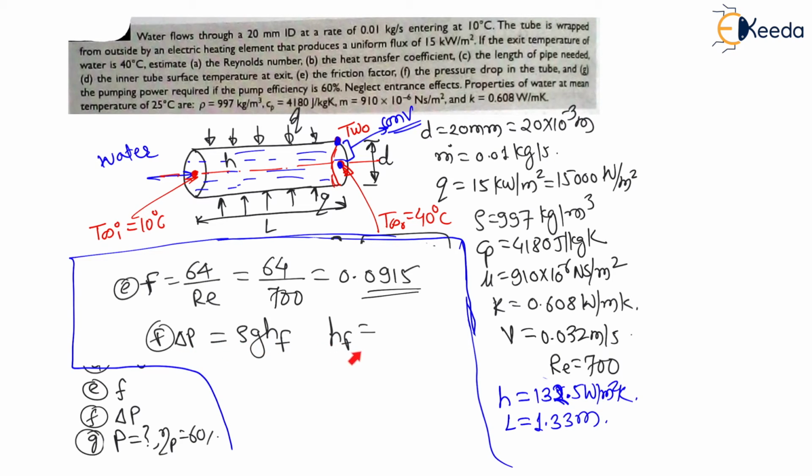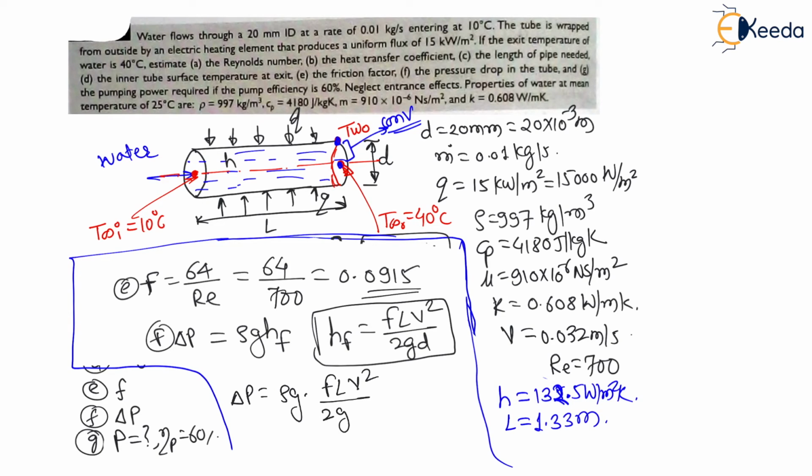This head loss due to friction, from fluid mechanics, the formula is equal to f L V square divided by 2 g D. This is the formula to find head loss due to friction for flow through a pipe, where f is the friction factor we have just calculated, L is the length of the pipe, V is the velocity. We have calculated the length and the velocity. g is acceleration due to gravity, D is the diameter of the pipe. So let us put it here. Therefore, this pressure drop del P will be equal to rho g into f L V square divided by twice g D.